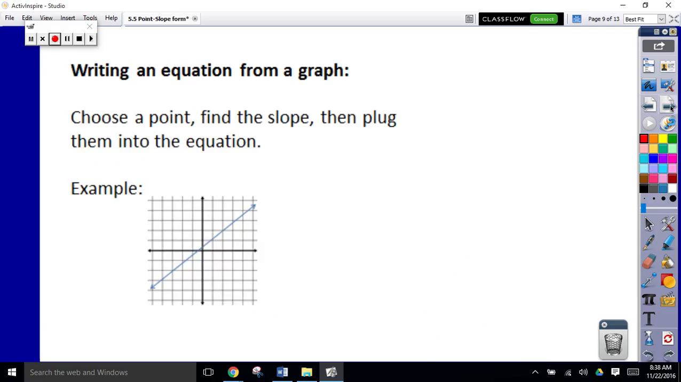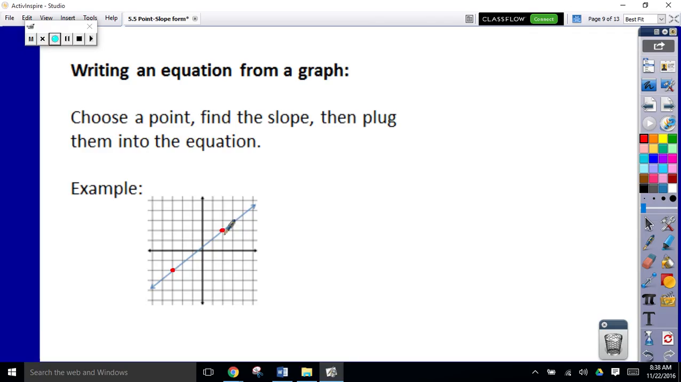Let's talk about writing an equation from a graph. So when we write an equation from a graph, we have to choose a point, and then we have to find the slope, and then we're just going to plug them into our equation. So for this graph, there are a couple points I could choose from. This one is exactly in the middle of the grid, so that would be a good point to choose. Easier for me to see on my paper than on this board. The other one I could choose would be right here.